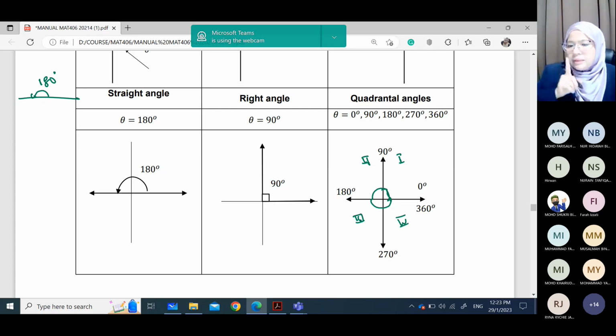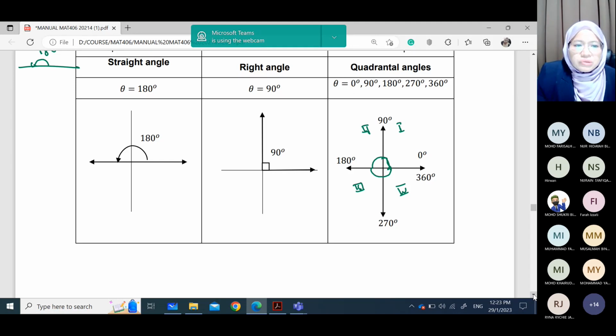First quadrant, sudut dia 0 ke 90 darjah. Second quadrant 90 to 180 degrees. Kalau third quadrant 180 degrees to 270 and for fourth quadrant 270 to 360 degrees. Itu adalah semua angle lah, sudut. Okay, ada soalan tak untuk sudut ni? Tak ada.